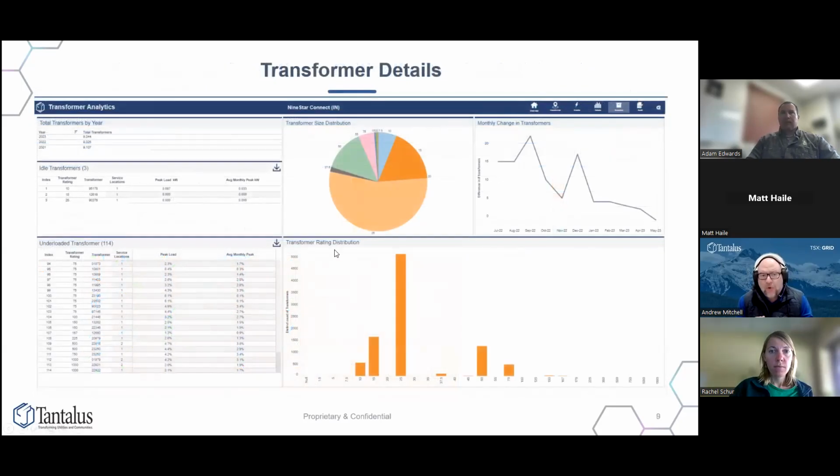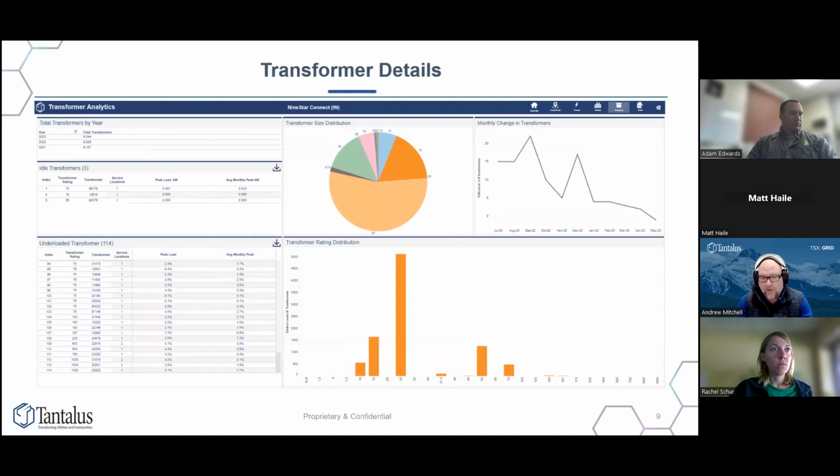By looking at your whole transformer inventory and tying that to all of your meters, what we do is run that at Tantalus into the cloud through some machine learning and some advanced analytics, and we can represent that and return that to you in a format that's very easy to digest very quickly and say, okay, how many transformers on your system are in an idle capacity?